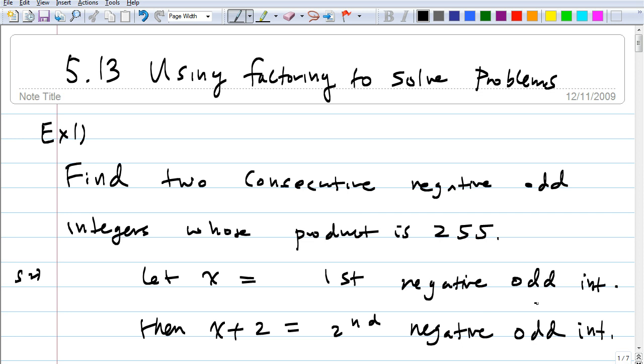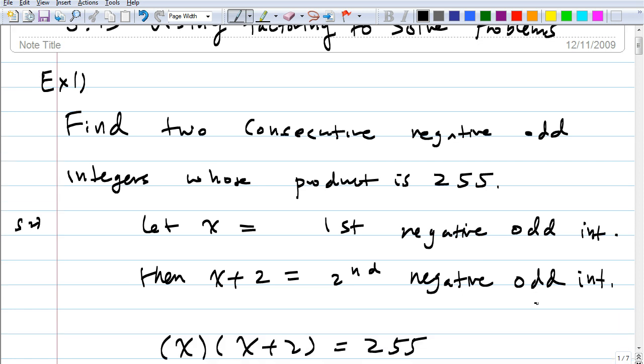Okay, so here's our step 2. Step 1 was to figure out our unknowns. Step 2, we declare our variable. Step 3, we have to come up with an equation. Can somebody tell me the equation? Raise your hand. Yes, Melissa? That's exactly right. They said the product of these two consecutive negative odd integers is 255. And it makes sense for it to come out positive, because what's negative times negative? Positive, right?